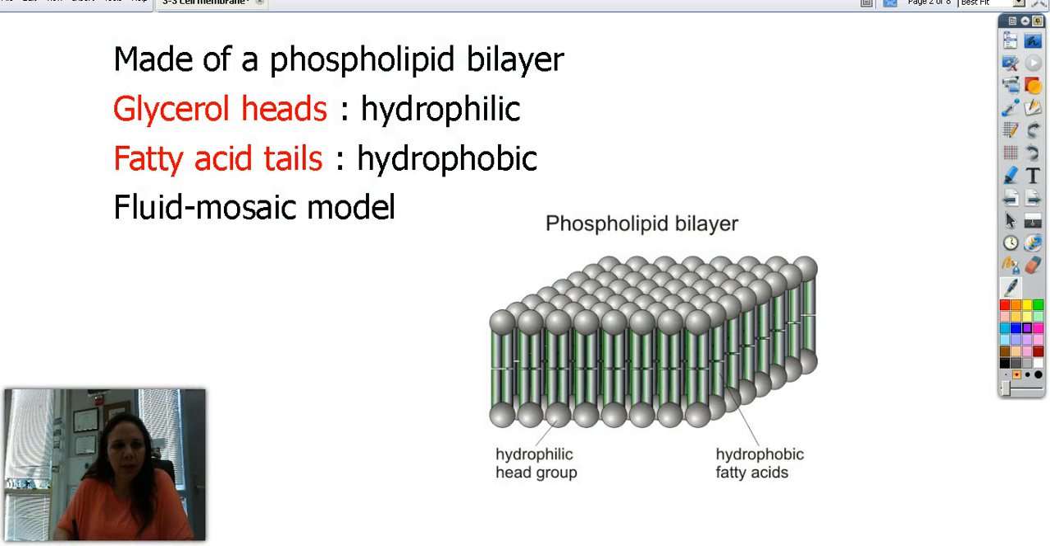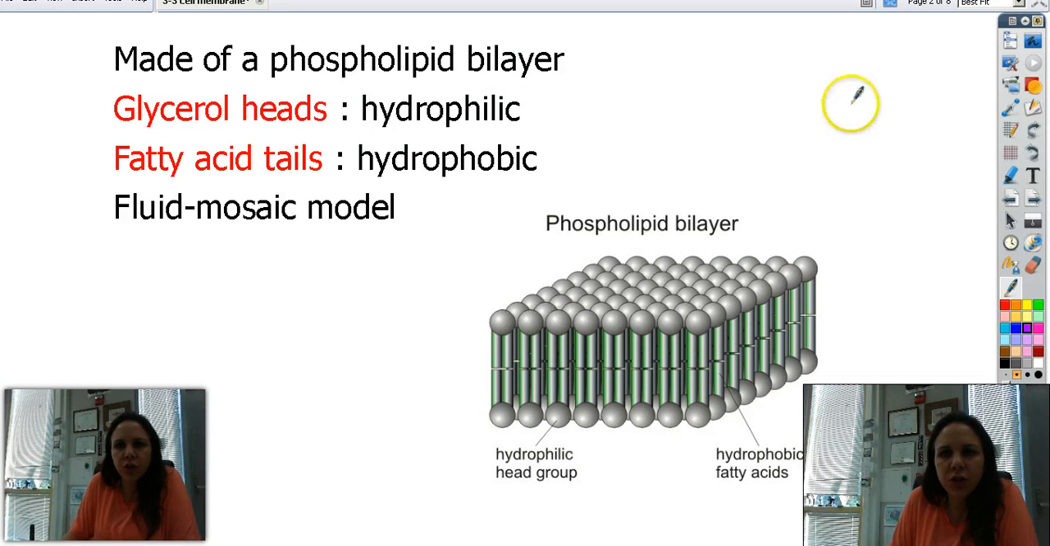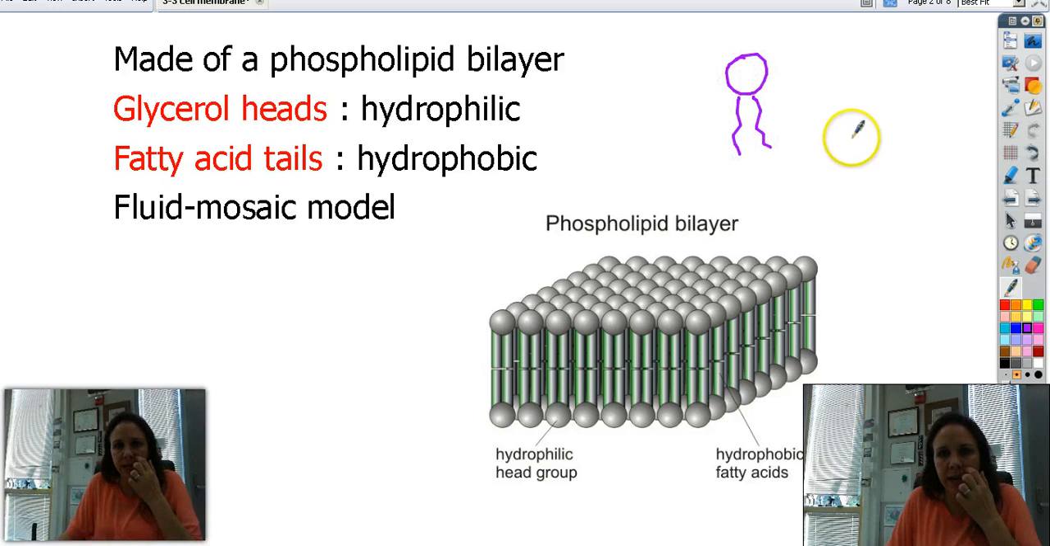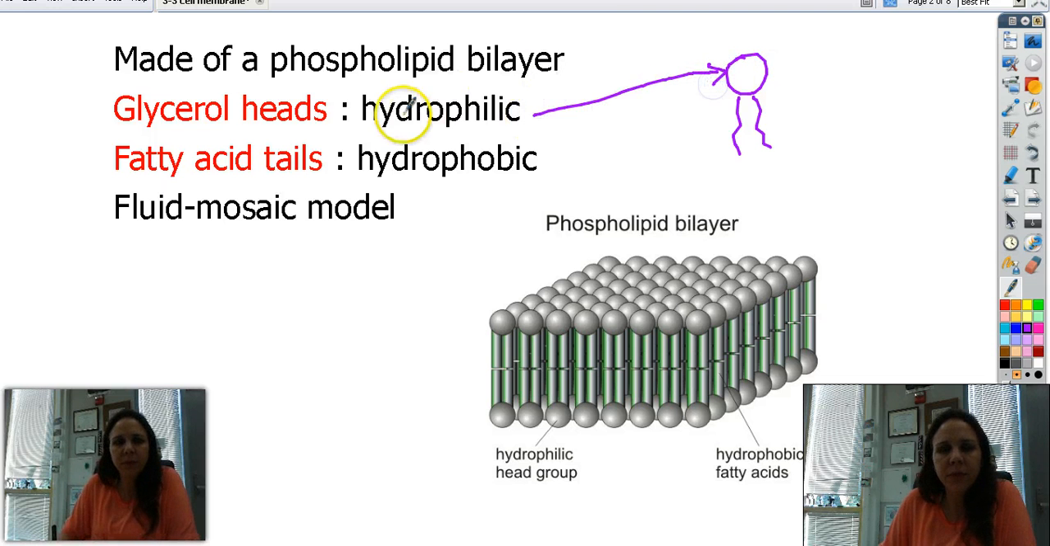Okay. If we look at the structure of a cell membrane, we see that it's made out of a bilayer, two layers of phospholipids. Now, if you remember, a phospholipid is the glycerol ping pong ball plus two little tails like this, which were the fatty acids. So the glycerol head, this guy right there, is hydrophilic, which means he likes water, which is good because the outside of the cell is pretty much nothing but water.